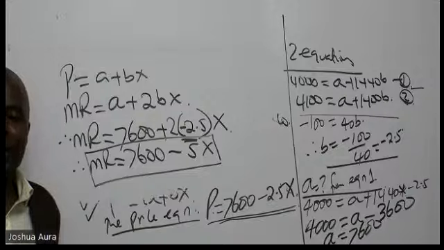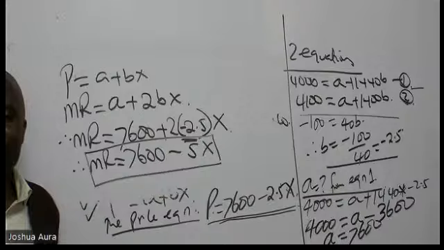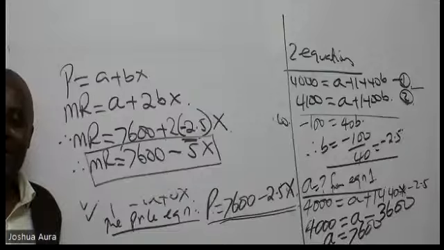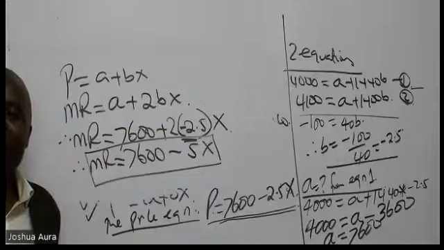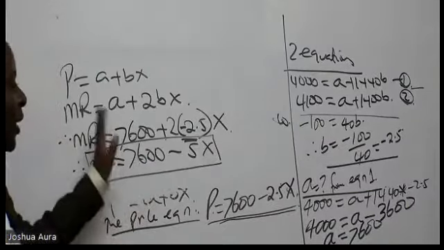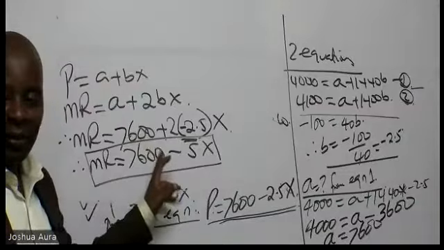Very important formula. You guys should even clap for me. I've given you a formula you guys have never known. Marginal revenue equals 7,600 minus 5X. We have to get X. We have only gotten the marginal revenue function. This is a very important function, especially if you hate differentiation.